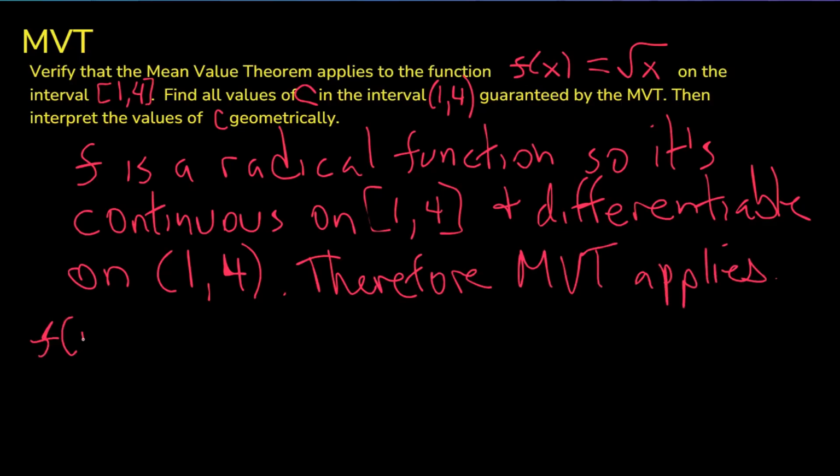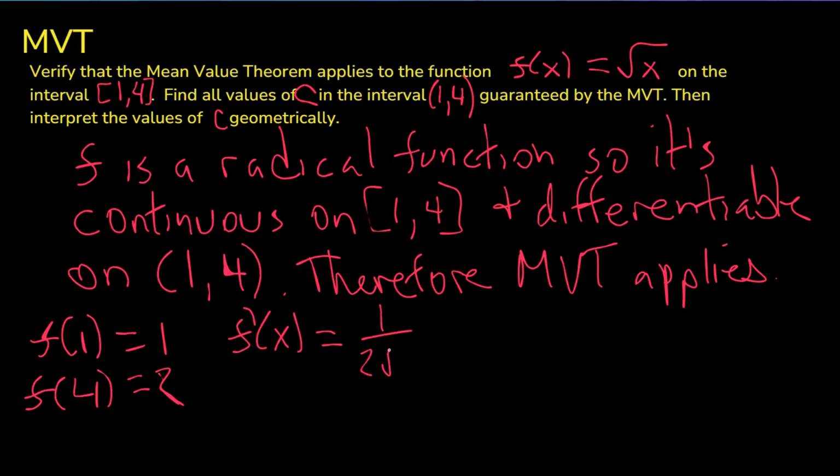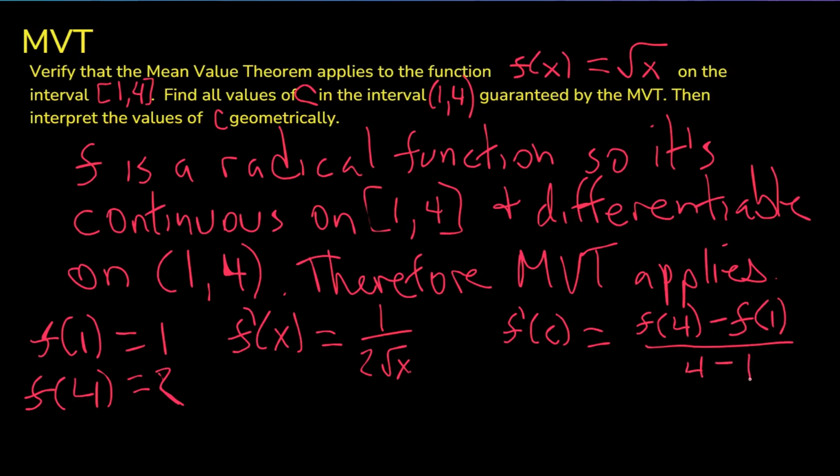f of 1 equals 1. f of 4 equals 2. Then f prime of x equals 1 over 2 root x. And then we set up our equation. f prime of c equals f of 4 minus f of 1 all over 4 minus 1.